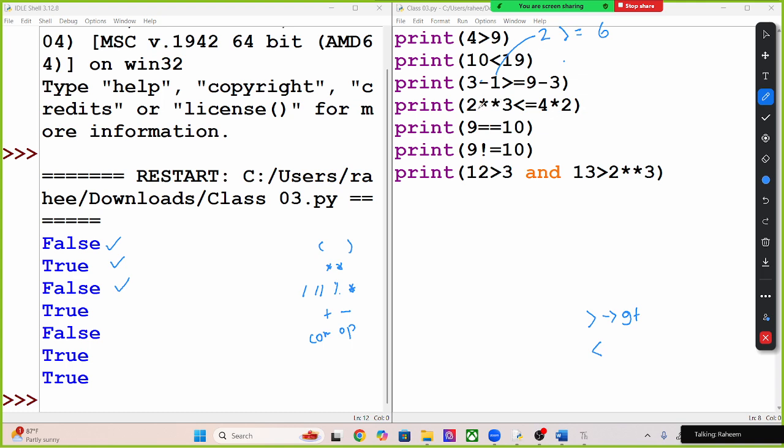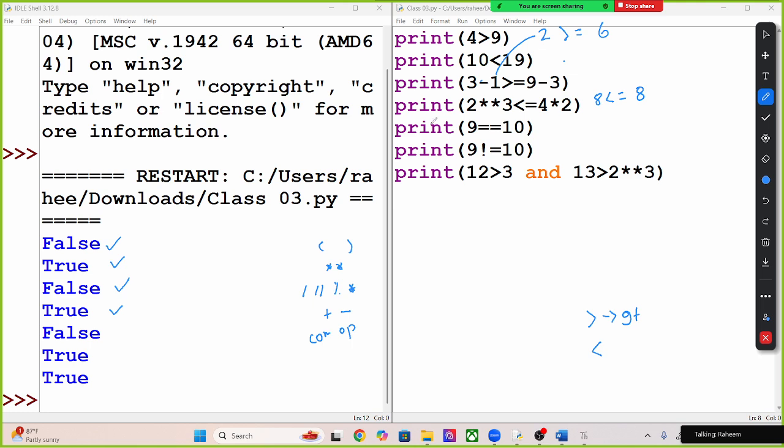The fourth one, this is the power symbol. So 2 to the power 3 is 8, smaller than or equals to 4 into 2. This is multiplication, so 4 into 2 is also 8. Now tell me, is 8 smaller than or equal to 8? 8 is not smaller than 8, but it is equal, right? So this is smaller than or equal, then it's yes. Then it prints true.